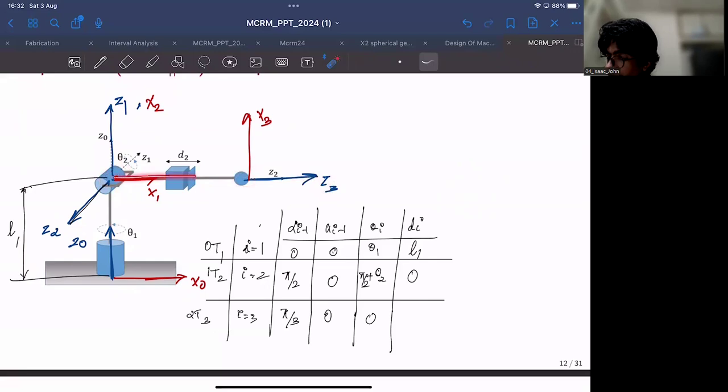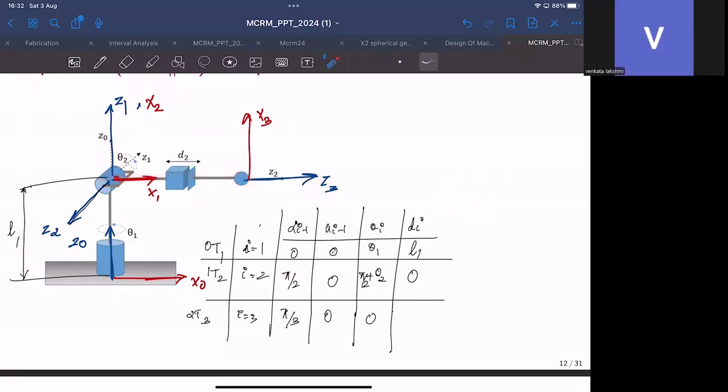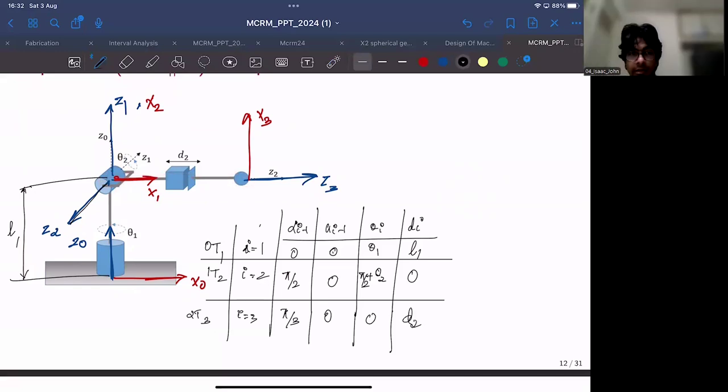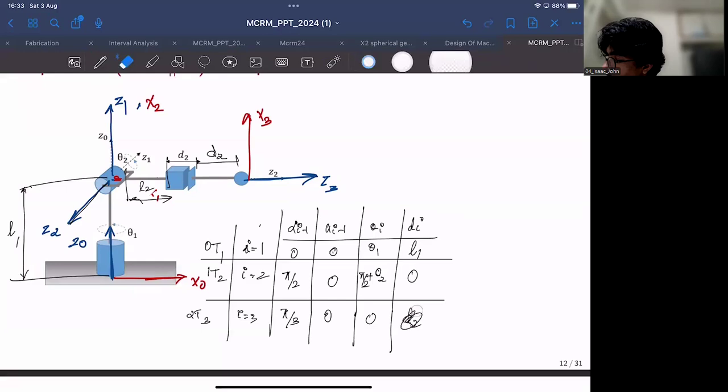This will be this distance actually. D2, sir. Yeah, D2. Exactly, D2. So the diagram is actually not clear. So the thing is, if you consider D2 to be this distance, and if there is already one finite link length L2 here, you can consider it to be L2 plus D2.